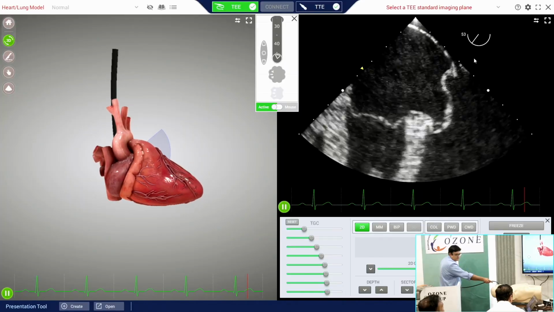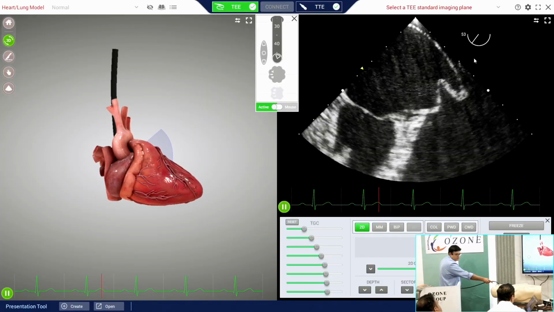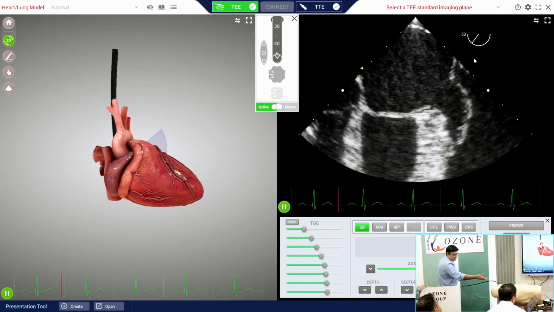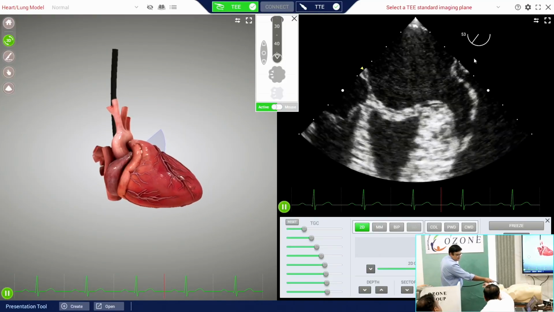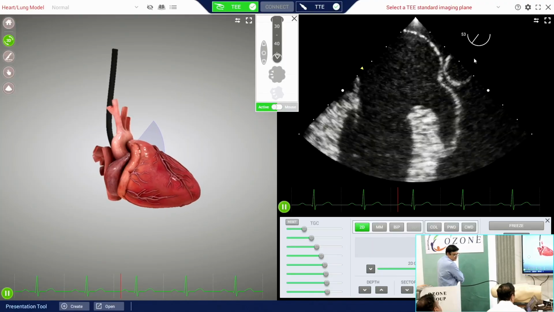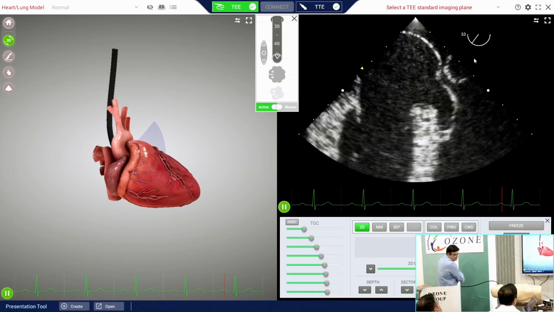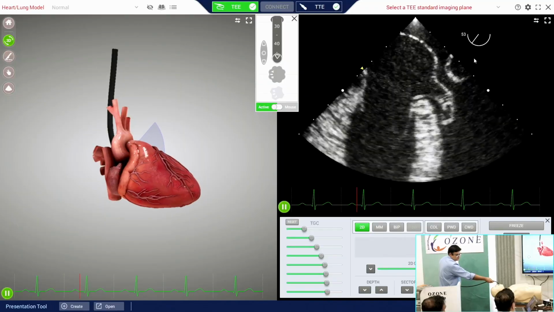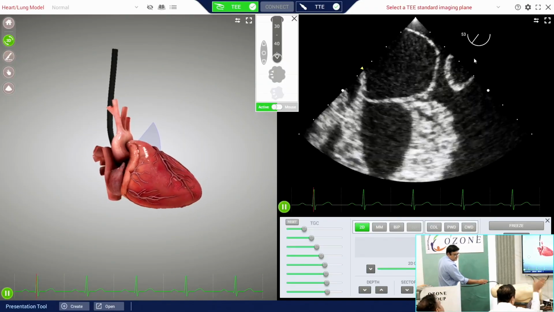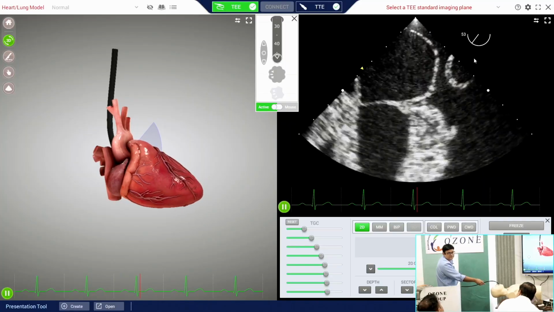Okay, this is my mitral commissural view. Now if I turn the probe to the right, it's not showing that good. You can rotate the wheel. Yeah, this one. So this is showing more of which segment?